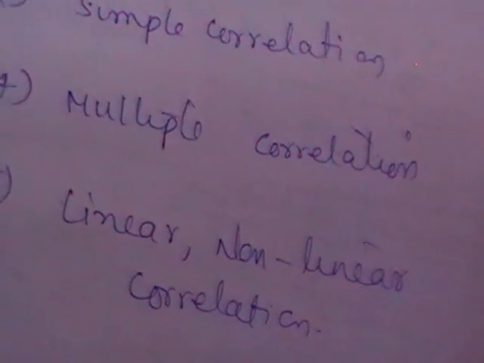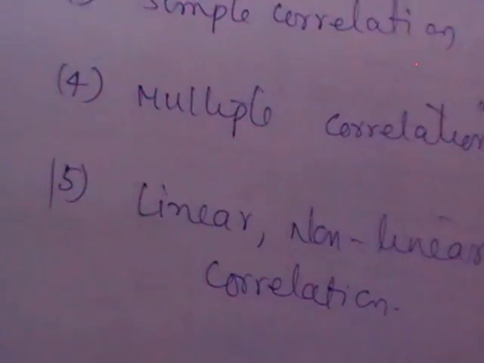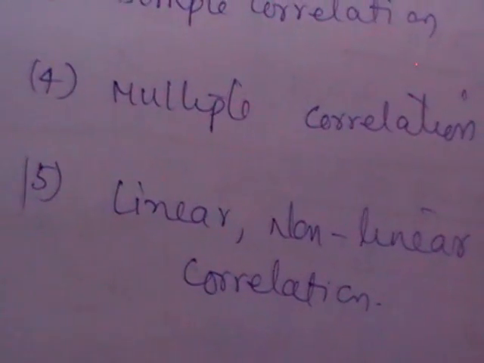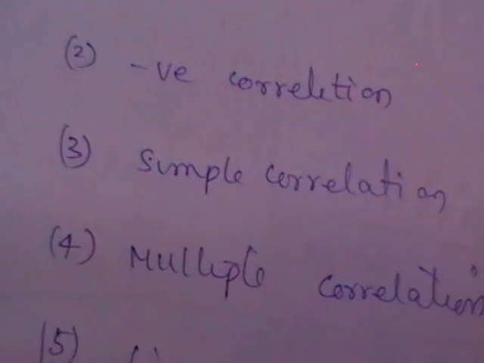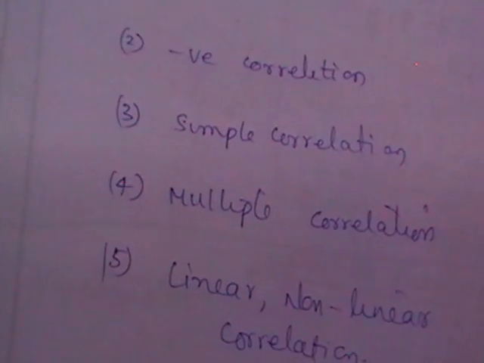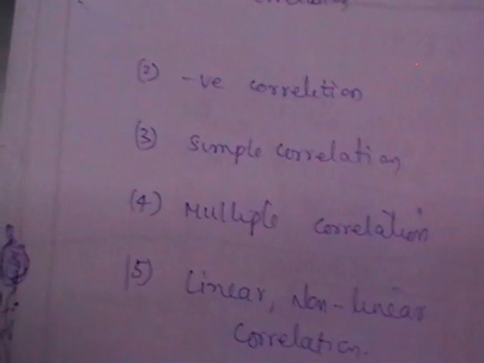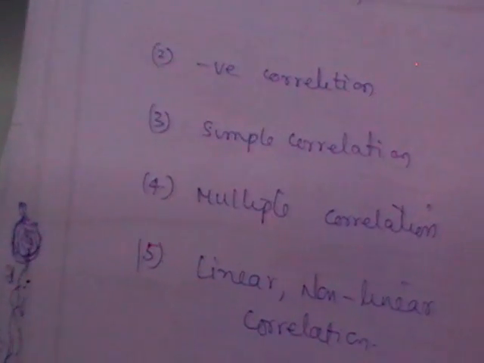So what do you mean by correlation? Correlation is nothing but the covariation that exists between two interrelated variables. That is, if the changes in one variable produce the corresponding changes in the other variable, we say that the two variables are correlated. So these are the following types of correlation.